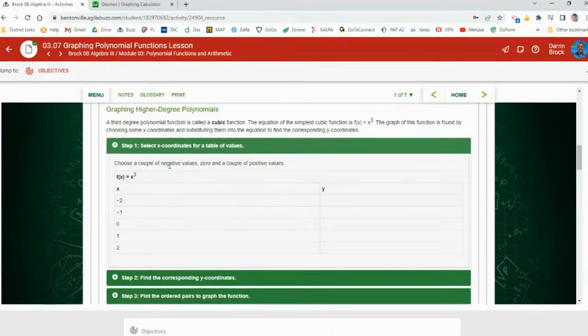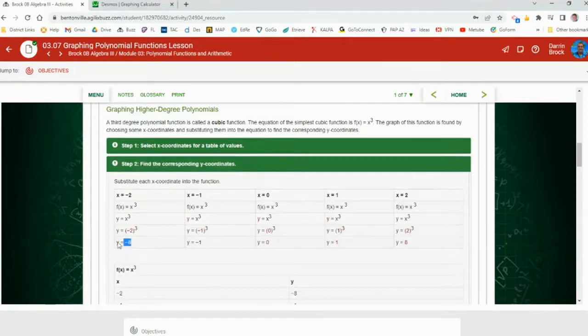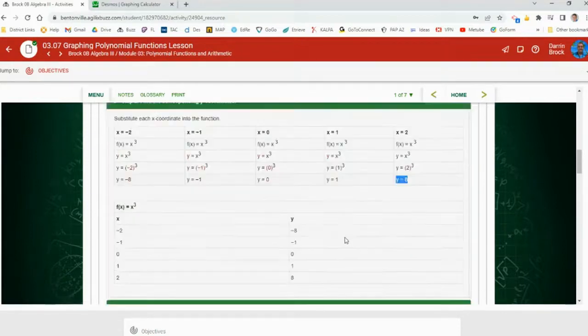We'll choose a couple of negative values, 0, and a couple of positive: -2, -1, 0, 1, 2. Substitute these in for x. -2 to the third power would be -8. See, -8. -1 to the third power would be -1. 0, 1, 8. Then you got your table filled in.